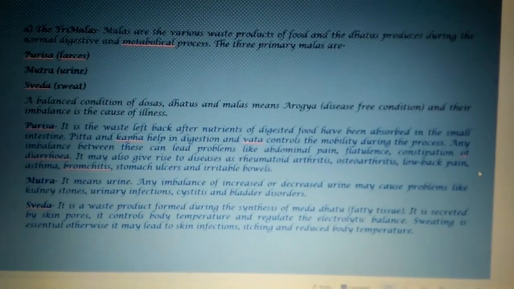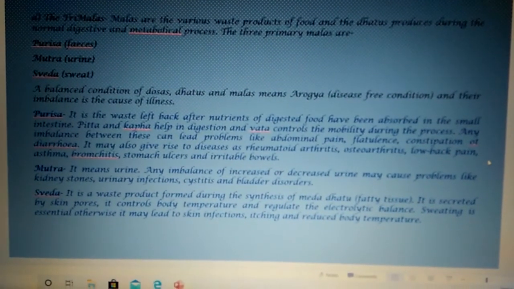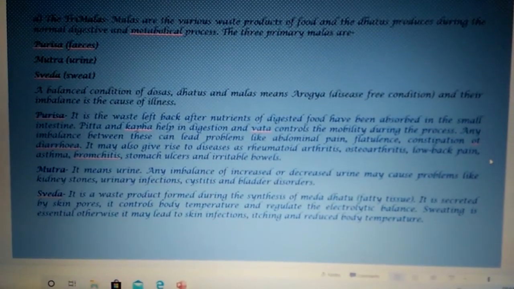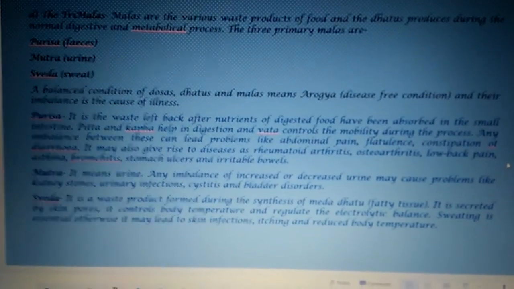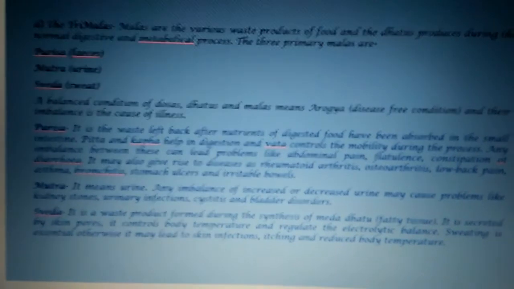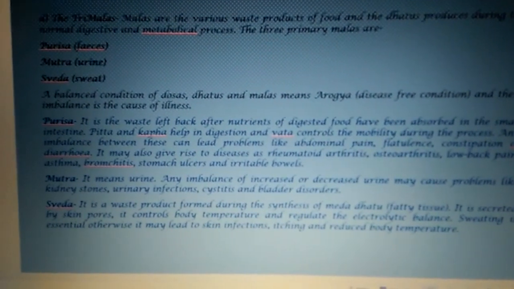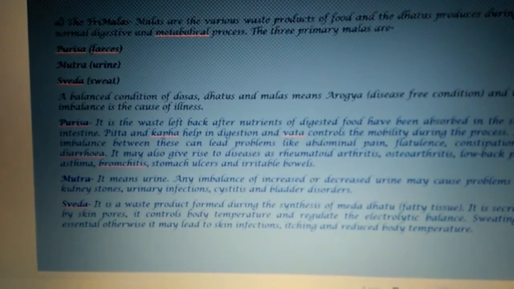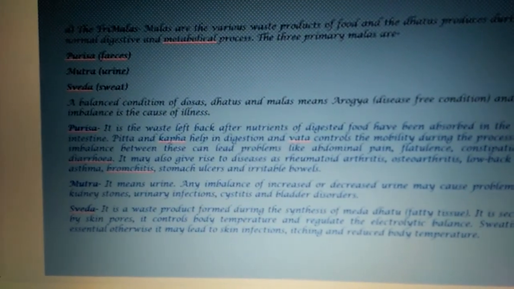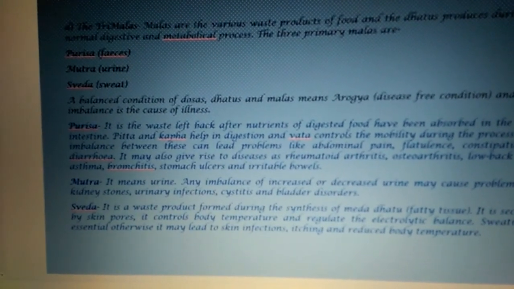Now come the 3 malas. Malas are the various waste products of food and the dhatus produced during the normal digestive and metabolic processes. The 3 malas are Purisha, Mutra and Sweda. Purisha means feces, Mutra means urine, Sweda means sweat. So malas are the waste products of the food.